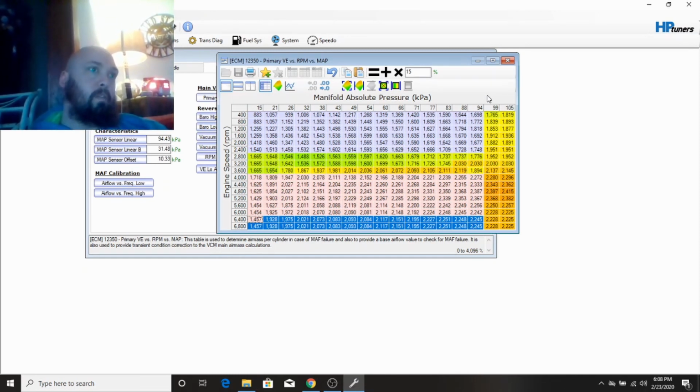This is enough to move your AFR by over a point. So it should get you in the ballpark and it should get you safe to drive. You should use your wideband, or at least your narrowbands, and see if you're in the danger zone or anything. But basically that's it. You can let this go now.